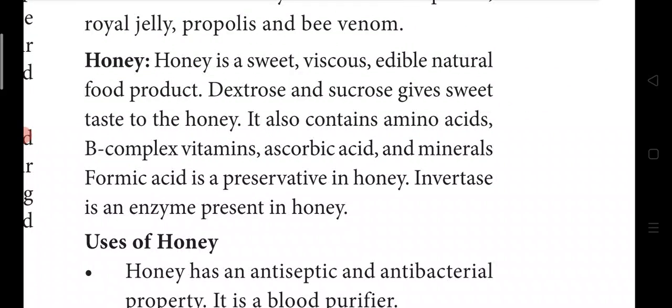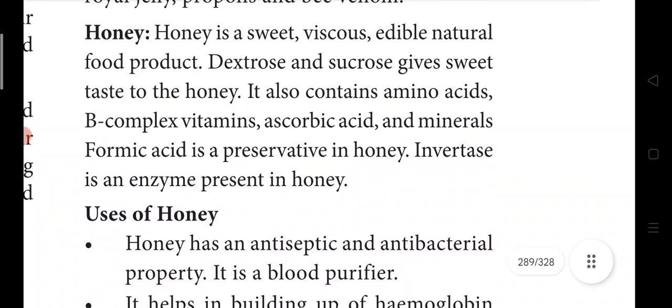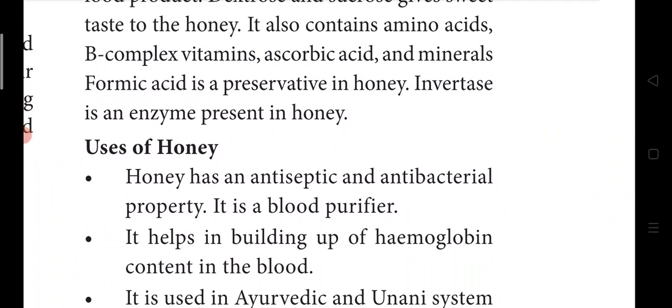Honey is a sweet, viscous, edible, natural product. Dextrose and sucrose give the sweet taste to honey. So honey-க்கு sweet taste யாரு கொடுக்குறா? Dextrose and sucrose. It also contains amino acids, B complex vitamins, ascorbic acid, minerals, formic acid, which is a preservative acting in honey, and invertase, an enzyme present in honey. So among the enzymes, the major enzyme present is invertase. Apart from that, you have so many nutrients in this honey, which is very healthy for our human body. What preserves the honey? Formic acid preserves the honey.